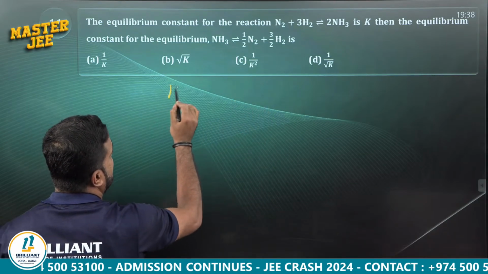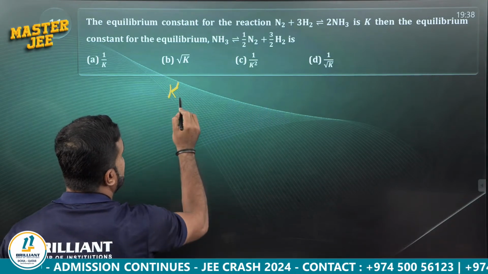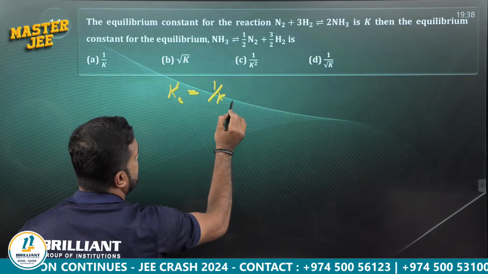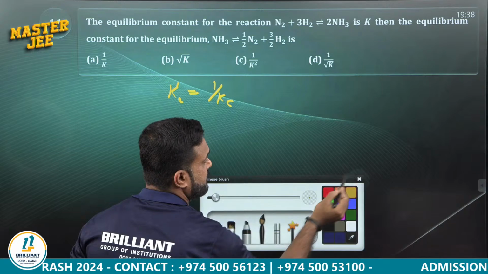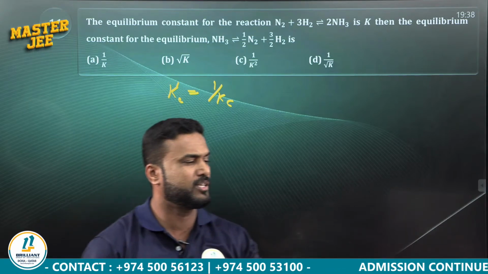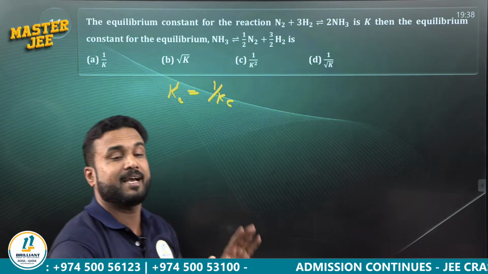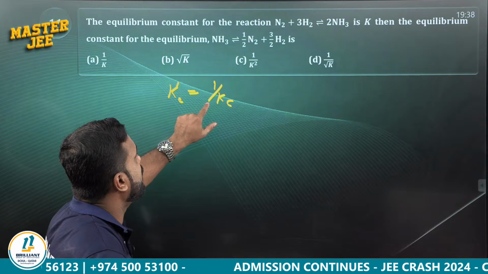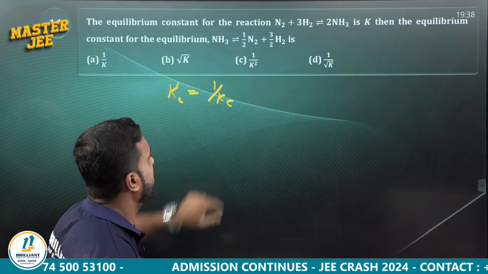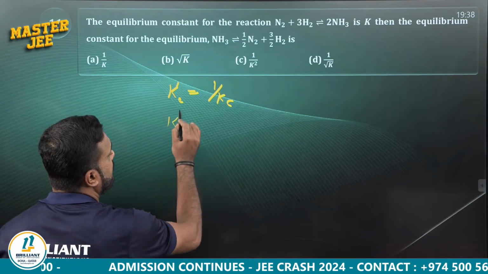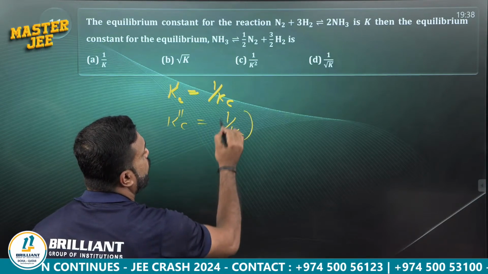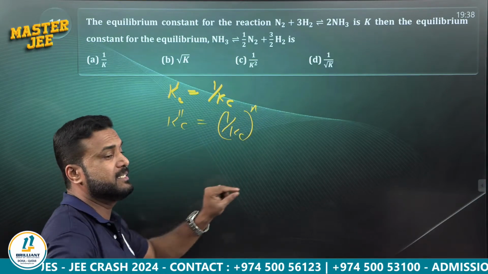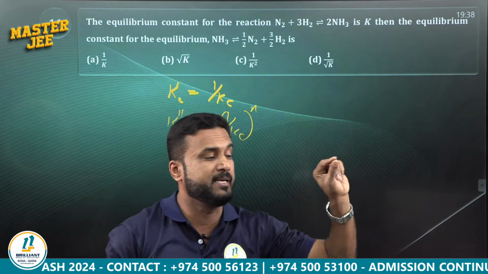We have two relations. You can remember K dash C is equal to 1 by Kc. So the equilibrium constant for the inverse reaction: if the reaction is inversed, you know that the equilibrium constant will be K dash C is equal to 1 by Kc. And one more we can write, K double dash C is equal to 1 by Kc whole raised to n. What integer we are multiplying over here, that will be the power.